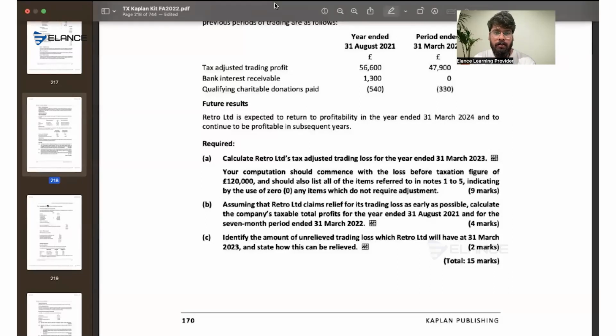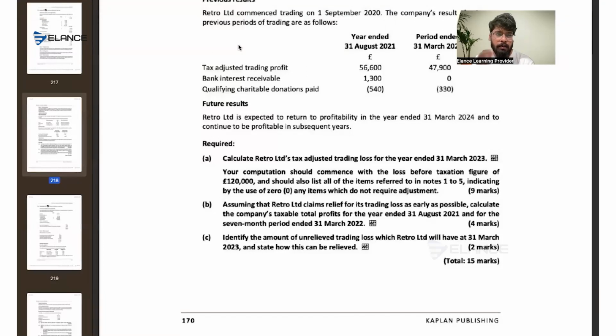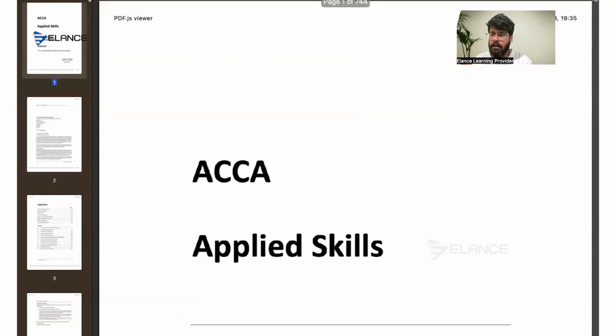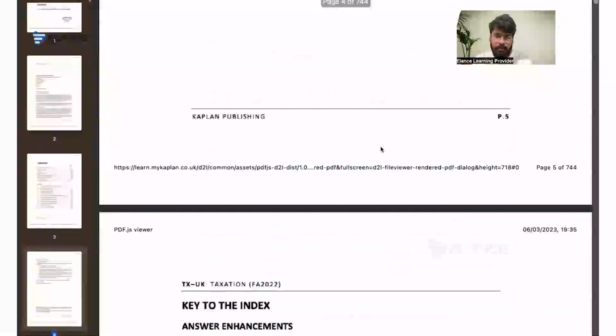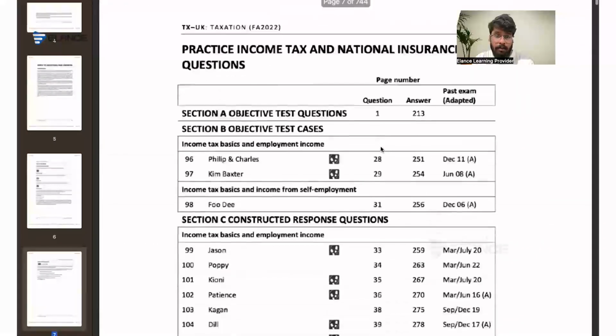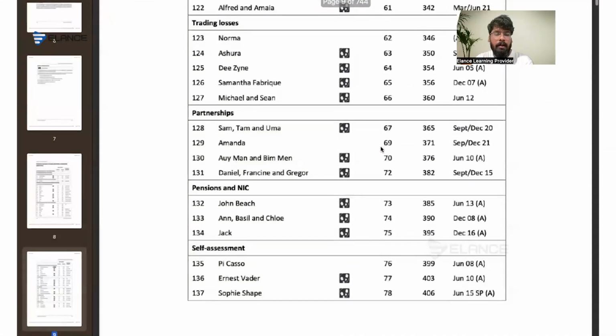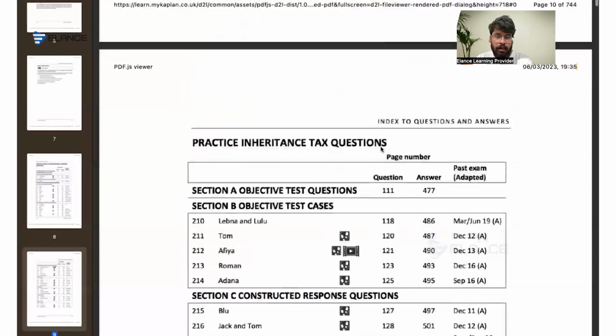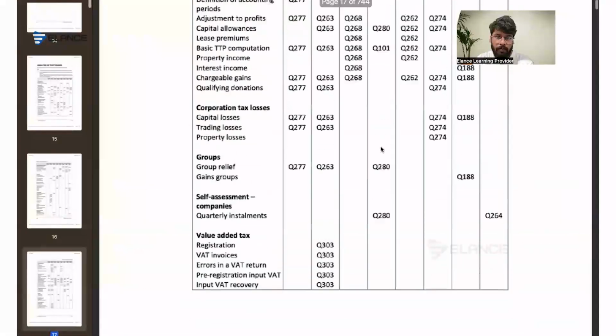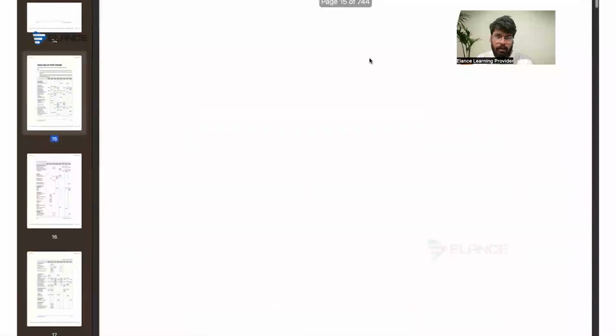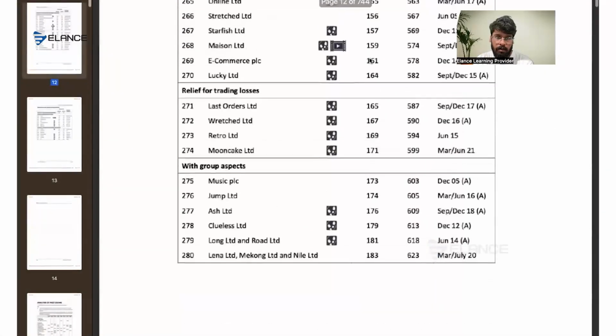So let us practice one more question from the corporation tax. Any other suggestions? Sir, 279. Long Limited and Road Limited. Yes. Here we are going to do a question with group aspects.